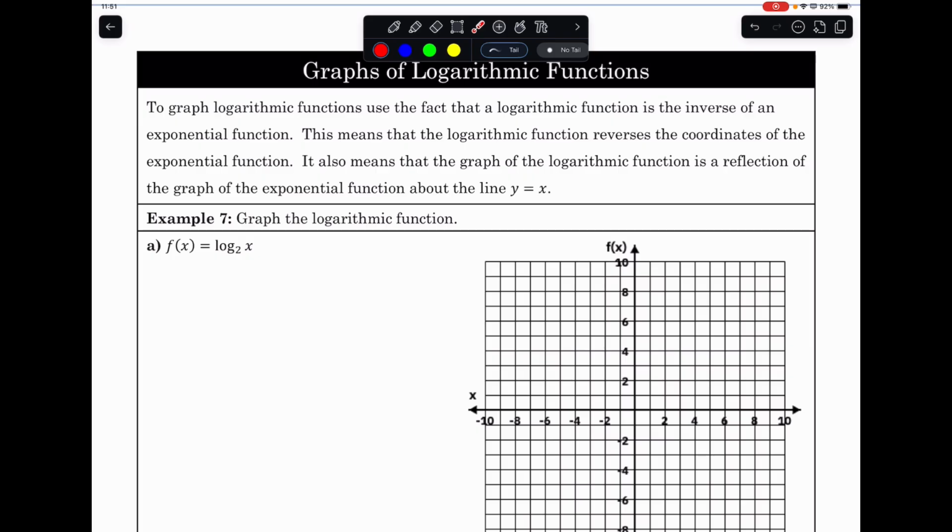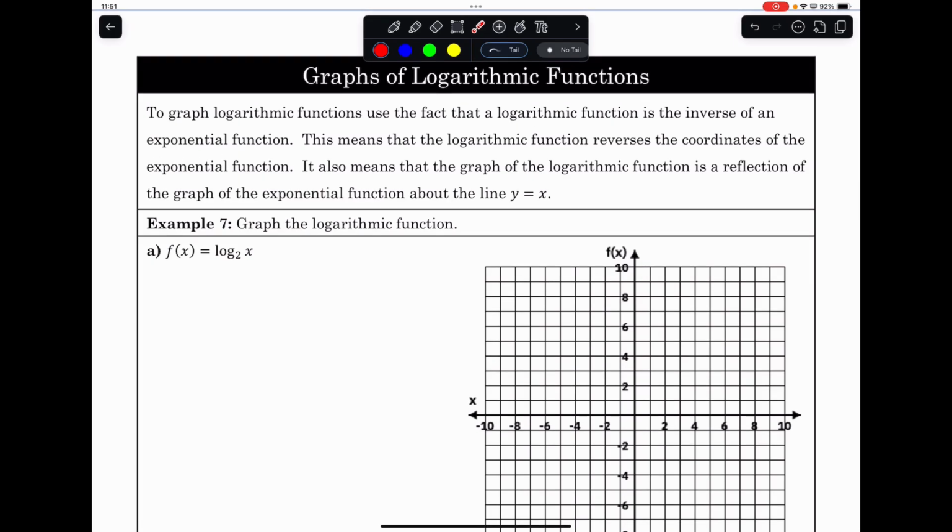So here we have the graph of a log function, and we want to graph it. Well, recall that a log function is simply the inverse of an exponential function. This means that the log function reverses the coordinates of the exponential. It also means that the graph of the log function is a reflection of the graph of the exponential across the line y equals x, which is this diagonal line right there.